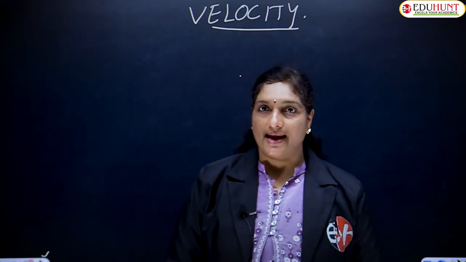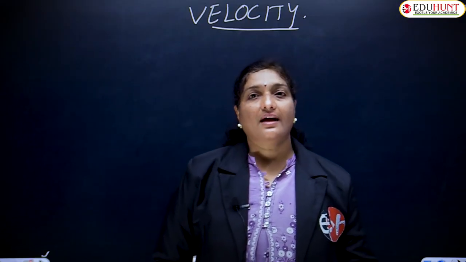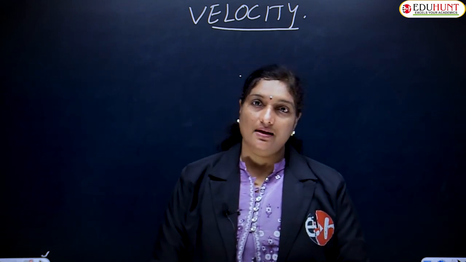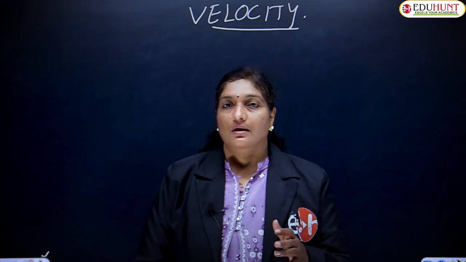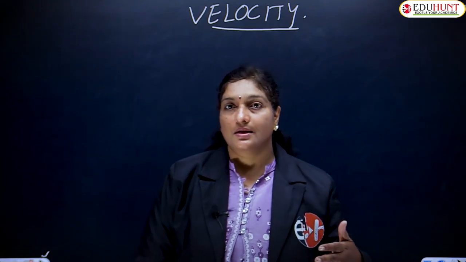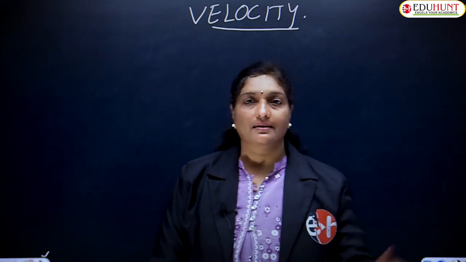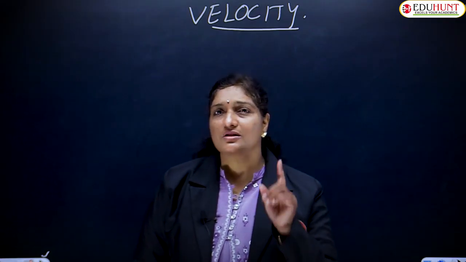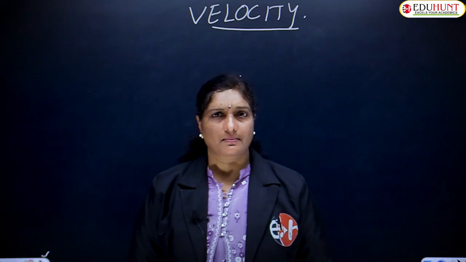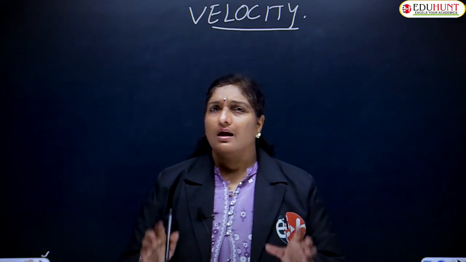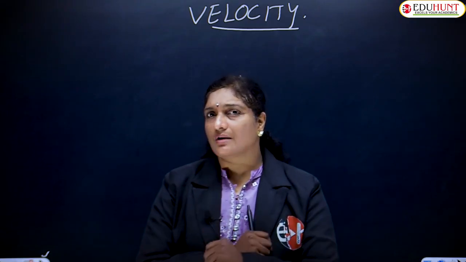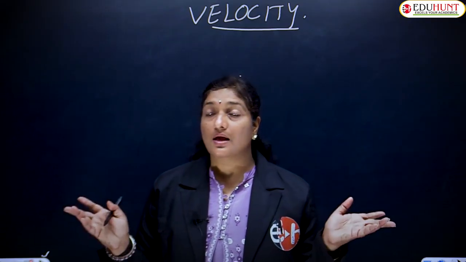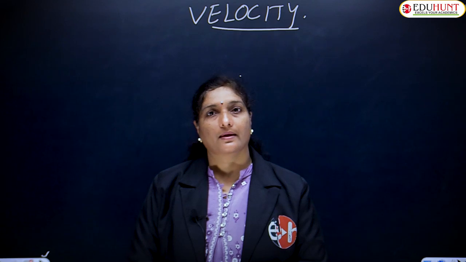Suppose someone says that the speed of the car is 10 meters per second, then we can easily understand that the car covers a distance of 10 meters in 1 second. But still, a question arises in your mind. That is, in what direction is the car moving? Is it towards east, west, north, south, uphill or downhill?